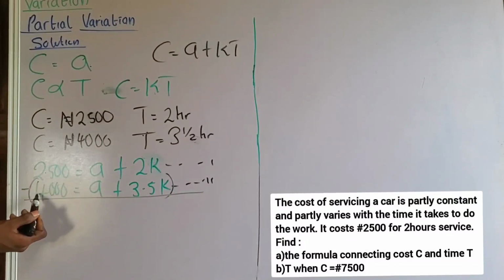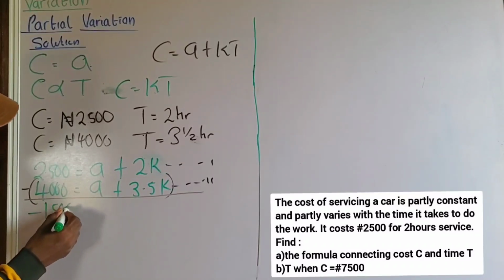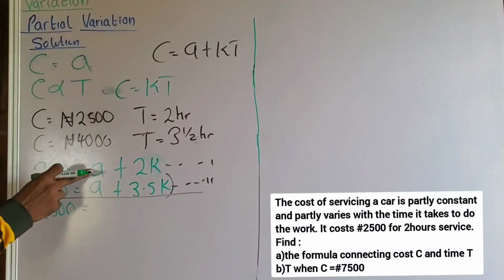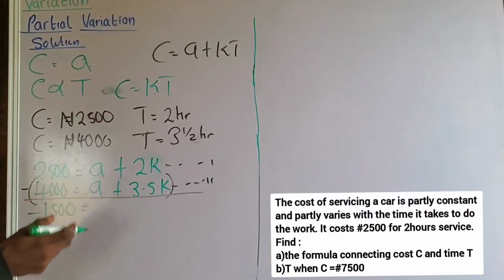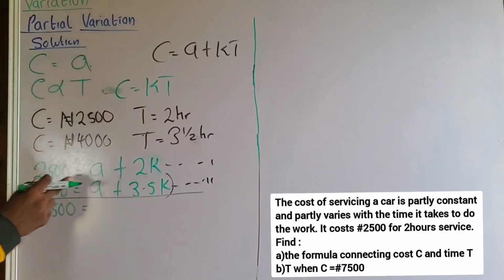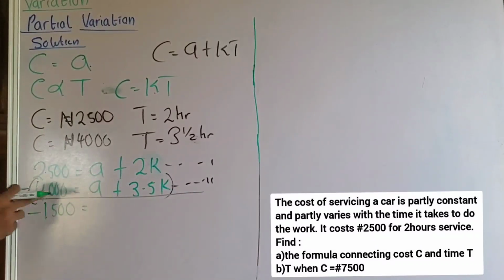2,500 minus 4,000 naira, I'm going to have negative 1,500 equals A minus A. We are subtracting equation 2 from equation 1. Don't forget, A minus A is 0, right? We have already eliminated A. Now, 2K minus 3.5K will give us minus 1.5K, right?